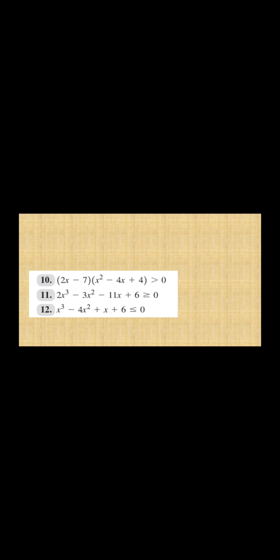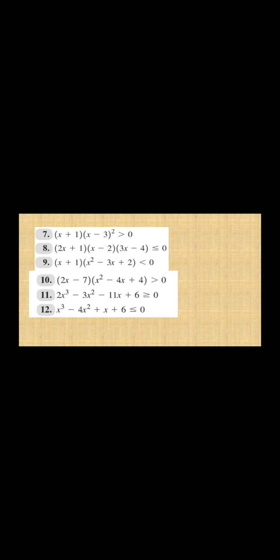And another question: complete the factoring if needed and solve the polynomial inequality using a sign chart, and support it graphically. So here you have to use an algebraic solution using a sign chart. These are questions from 7 to 12.